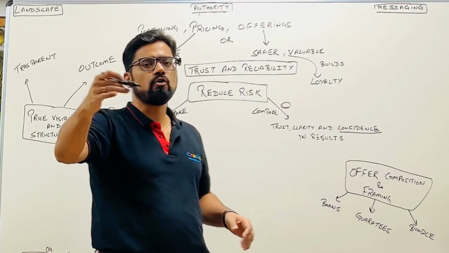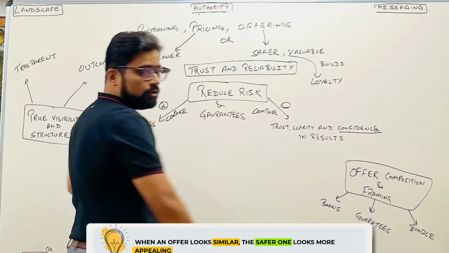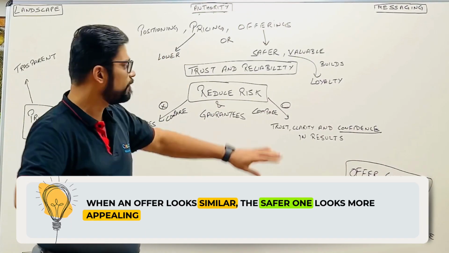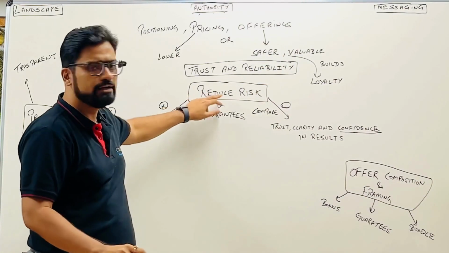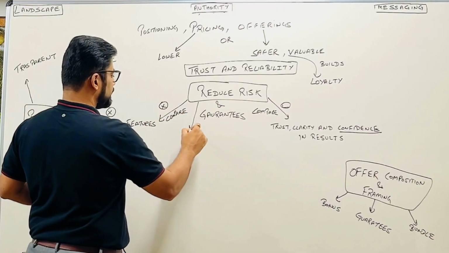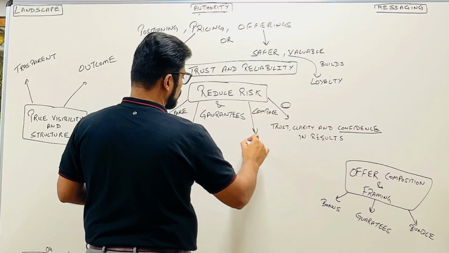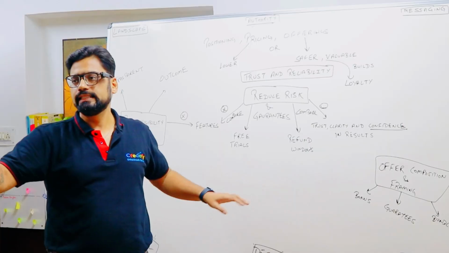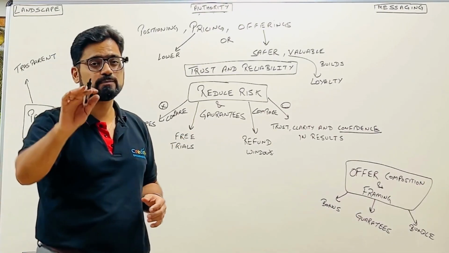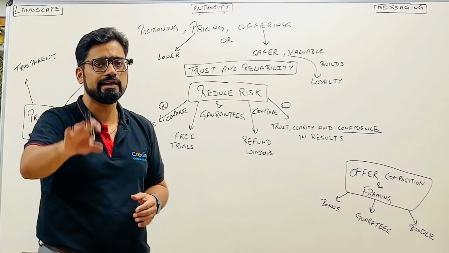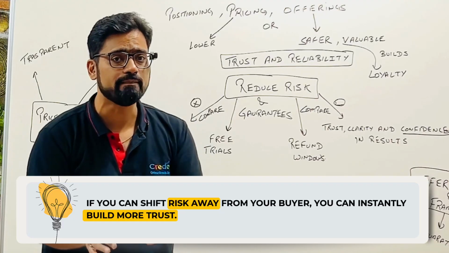Let's move further and talk about risk reduction and the guarantees. When offers look similar, the safer one looks more appealing. List every way competitors reduce risk. Is it via free trials or pilot projects, or check their refund windows, or cancel-anytime models? Then look at their guarantees. Are they vague, like satisfaction guaranteed, or specific, like get X results in 30 days or your money back? If you can shift risk away from your buyer, you can instantly build more trust.